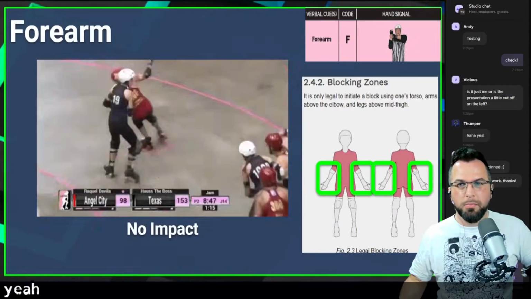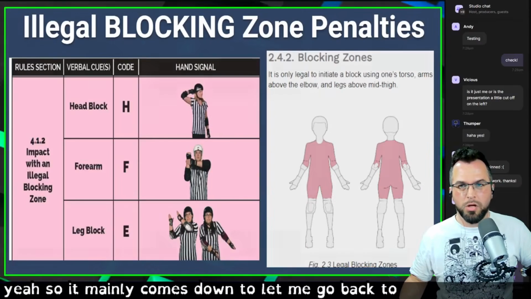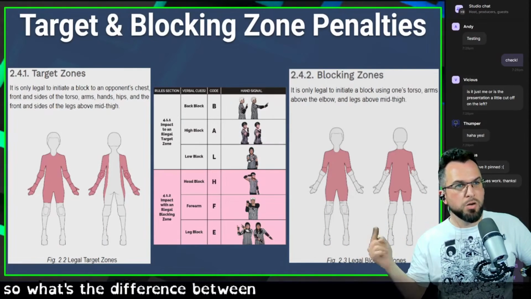Could you just go over the difference between the leg block and the low block again? Because I don't quite understand the difference. Yeah, so it mainly comes down to, let me go back to the target zone, blocking zone page. So it's the difference between a target zone and a blocking zone.